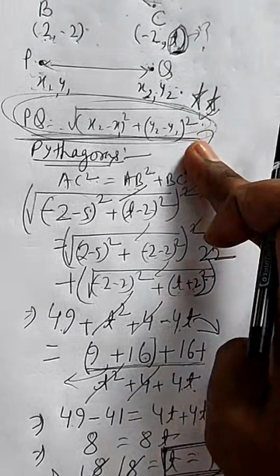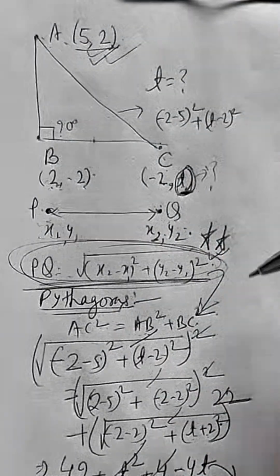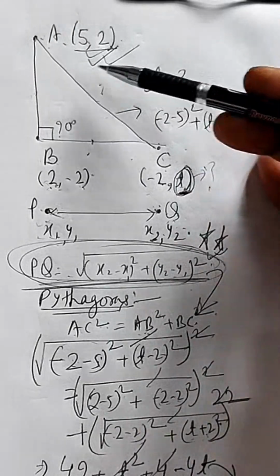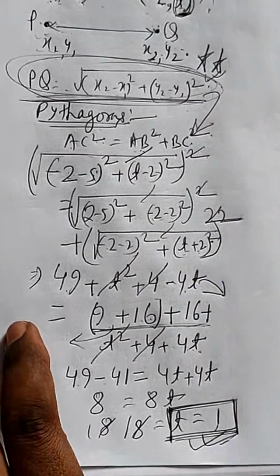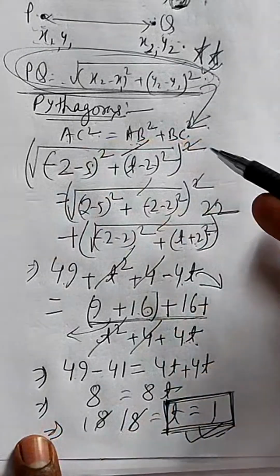Using the same formula, we applied the Pythagoras theorem in this triangle ABC, right? Then we can say AC square equal to AB square plus BC square, hypotenuse square equal to perpendicular square plus base square, you remember it, right? So this is a very simple question. AC square equal to AB square plus BC square, we have written it over here, right?